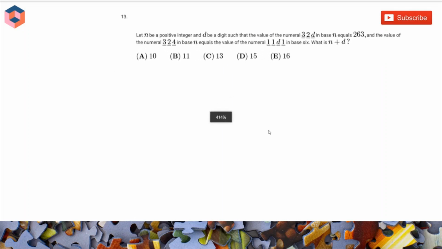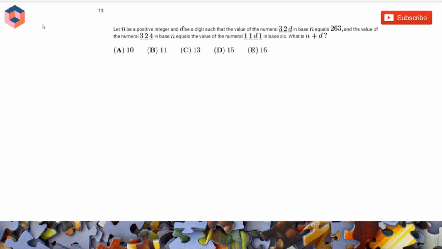But for now, let's try solving this problem. If you need a quick refresher on bases, you can watch our video on it. But this is how we would proceed solving this problem. So from the first equation, 32d in base n equals 263, we can extract the following information. Since the third digit or the third value from the right is n squared, we would have 3n squared plus 2n plus d is equal to 263.